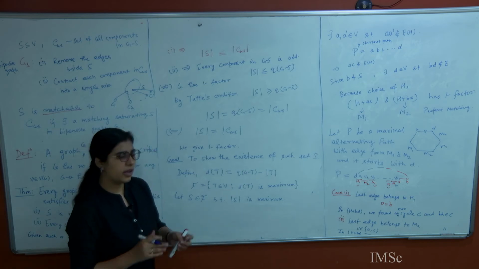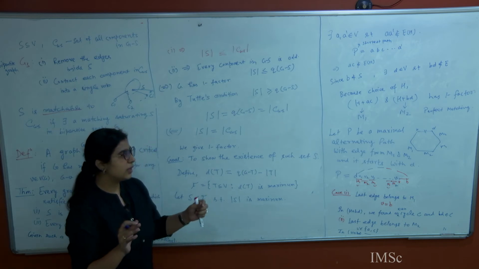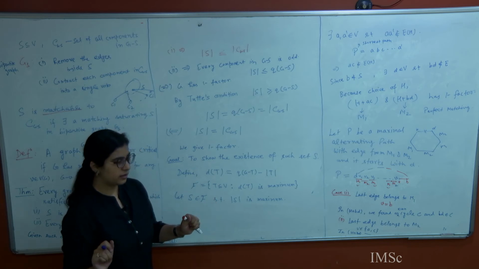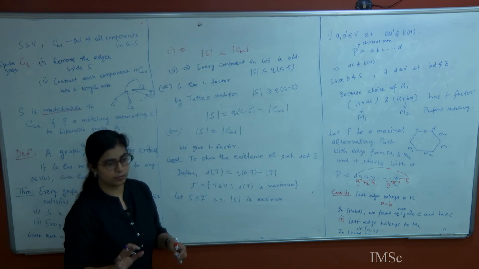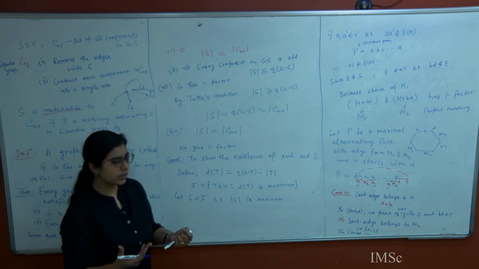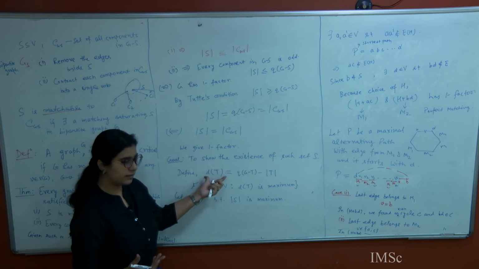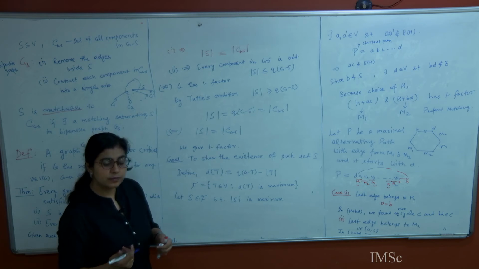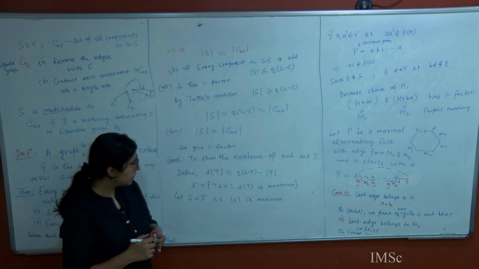And what if Tutte's condition holds for every subset? Maximum or positive? Maximum means what? Maximum number. This d(T) is a measure, this is a number, right? So the maximum is a number, it won't be a family of sets.